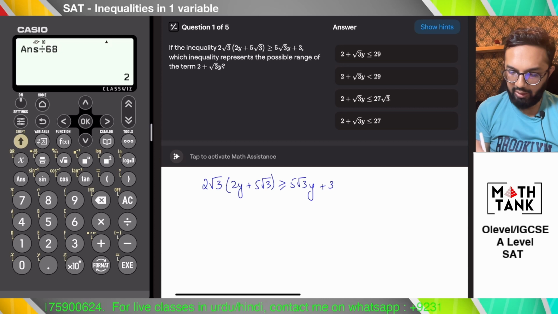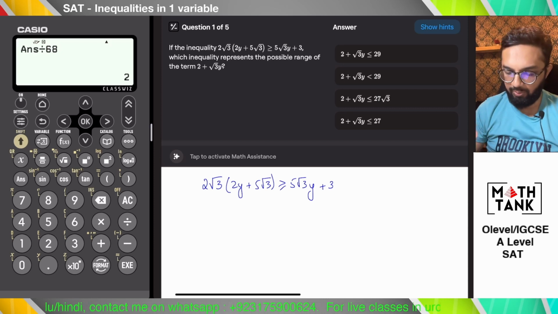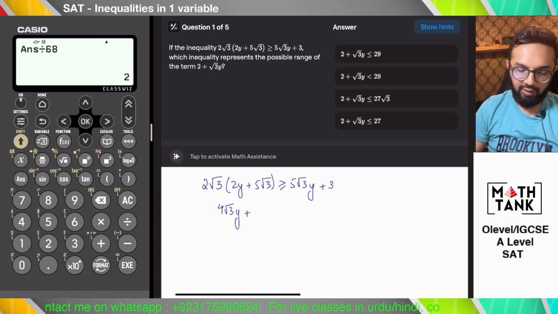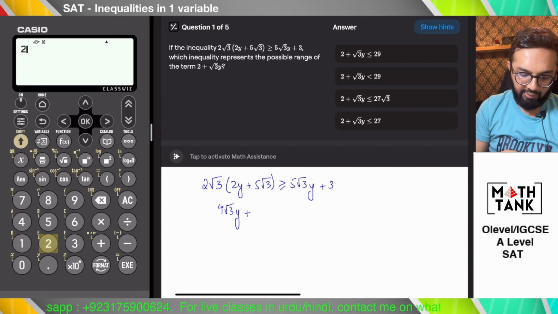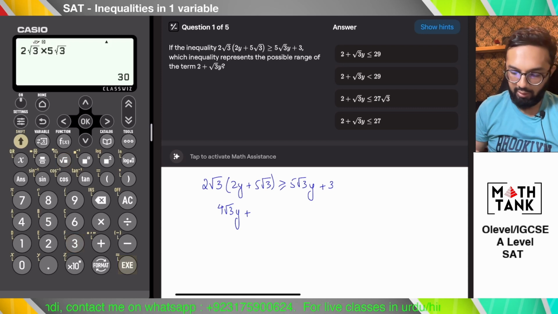Okay, so my objective is to get 2 plus root 3y as an inequality on one side. So first I'll have to expand this. 2 root 3 multiplied by 2 gives me 4 root 3y, and then 2 root 3 into 5 root 3. If you don't know that, you can use your calculator. So 2 root 3 multiplied by 5 root 3, expanding the bracket, gives me 30.